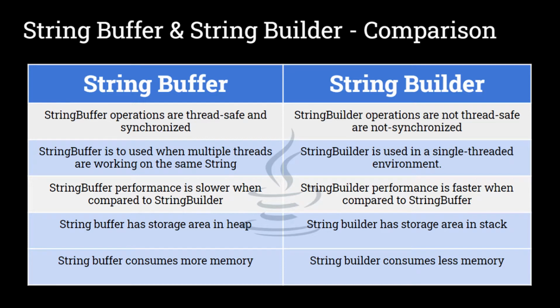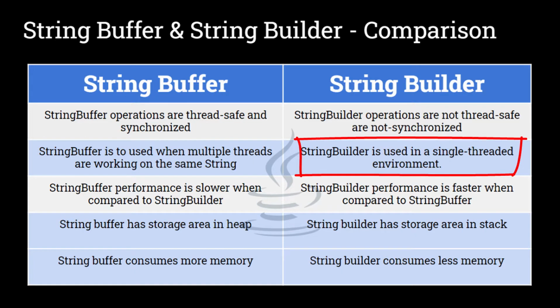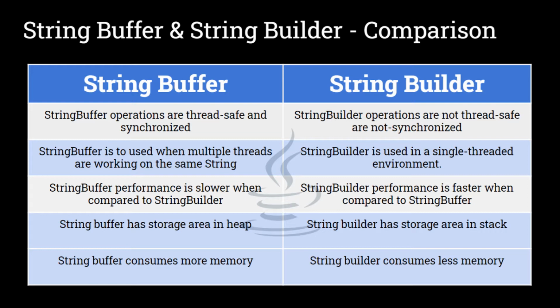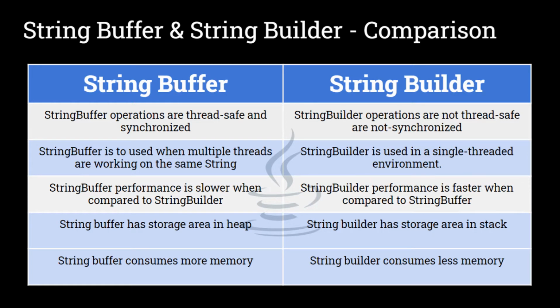The next point says, string buffer is used when multiple threads are working on the same string, while string builder is used in a single-threaded environment. The reason is again the same, that is, the string buffer is synchronized, and string builder is non-synchronized. The third point says, string buffer performance is slower when compared to string builder, while string builder performance is faster when compared to string buffer, because in string buffer, a single thread performs certain operation. On the other hand, in string builder, the multiple threads perform the operations, which increases the performance.